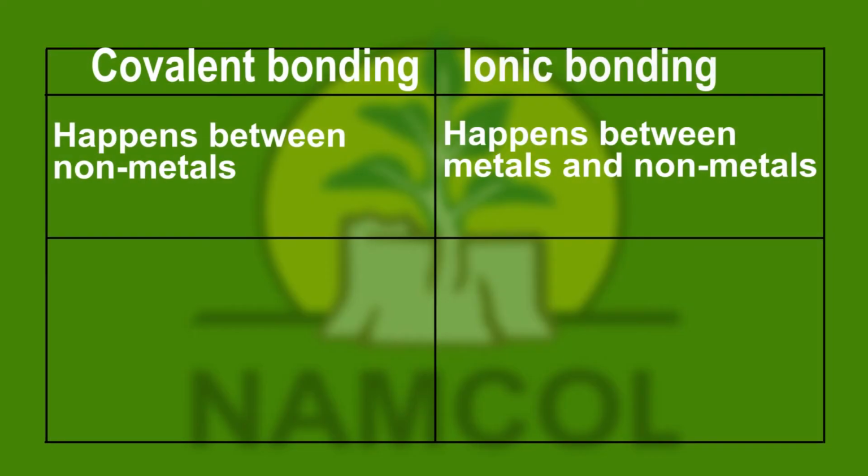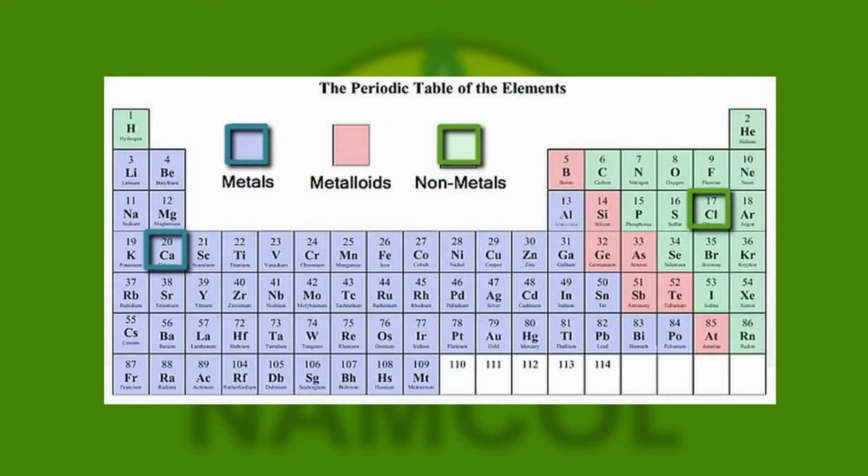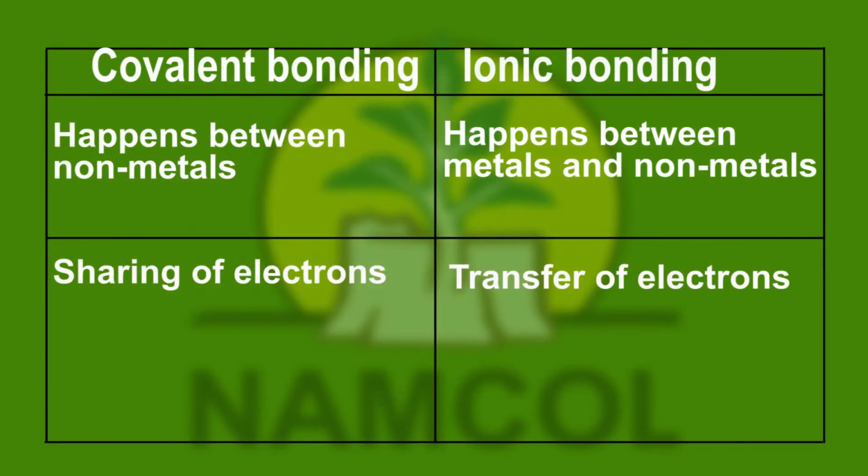Covalent bonding only happens between nonmetals, while ionic bonding happens between metals and nonmetals. Remember, metals are on the left of the step line and nonmetals right of the step line on the periodic table. Covalent bonding involves sharing of electrons.